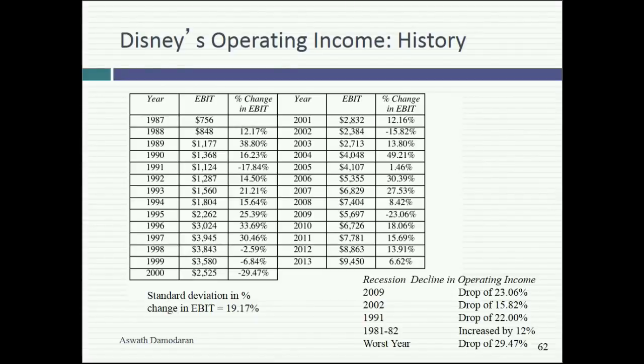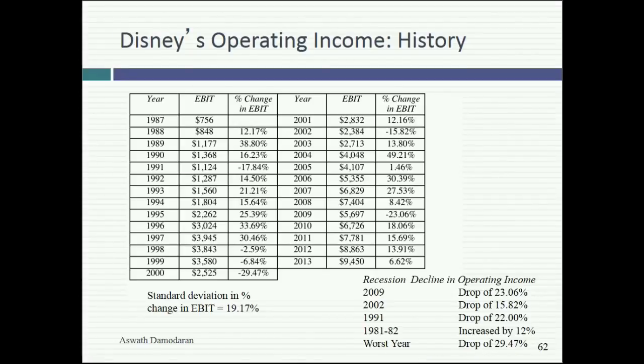In '91, it dropped by about 22%. In 2002, it dropped by about 16%. And in 2009, it dropped about 23%. I'm starting to get a sense that a bad year for Disney is about a 25, maybe 30% drop in operating income. When you do this for your company, if you see minus 70, minus 60, minus 50 in the history, that might frame what you think is a bad year for your company.